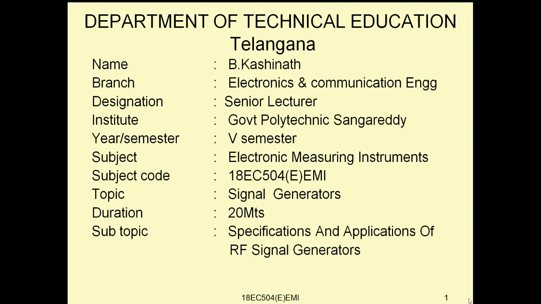The subject is Electronic Measuring Instruments, subject code 18EC504, and it comes under the elective subjects. The subject topic is the fifth chapter, Signal Generators, and the subtopic is the specifications and applications of the RF signal generator.